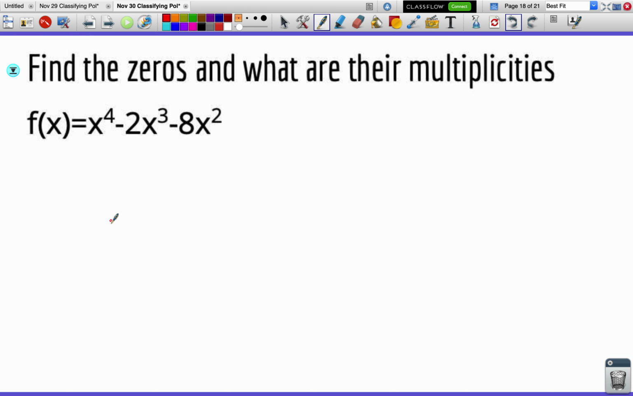So I do see a greatest common factor. I can pull out an x squared, leaving behind an x squared minus 2x minus 8. And then it looks like this can be factored further with simple factoring. Are there two numbers that multiply to be -8 but add to be -2? I think those numbers are -4 and +2.